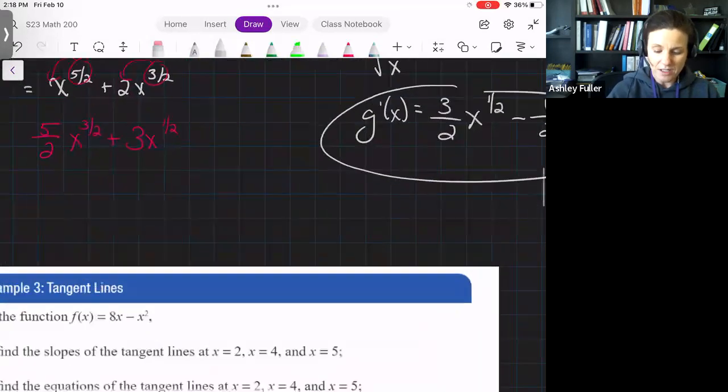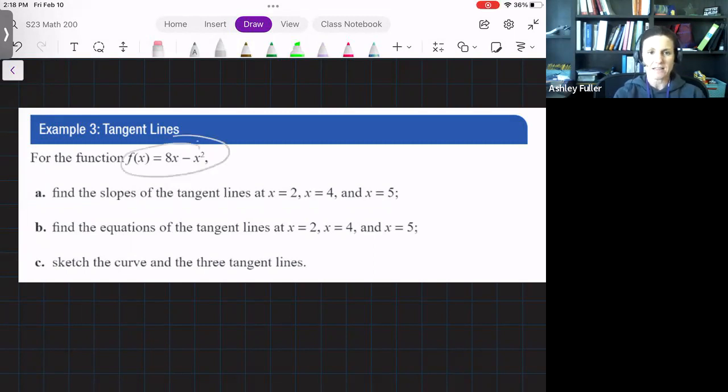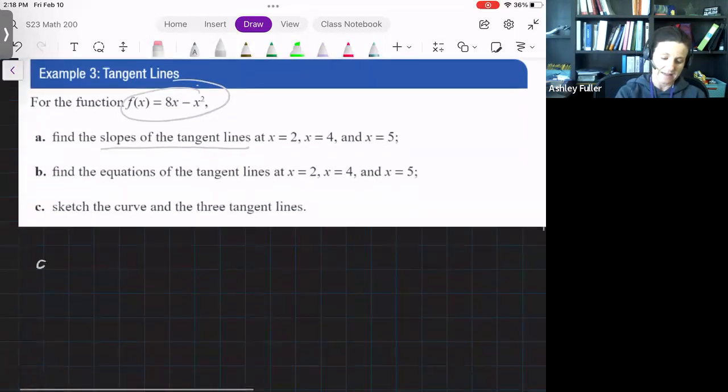As a reminder, the derivative can be thought of as the slope of the tangent line. And then once we know the slope, we can find the actual equation of the line at given points. For example, if we have a function 8x minus x squared, we can use the first derivative to find the slope of the tangent line anywhere along that line.